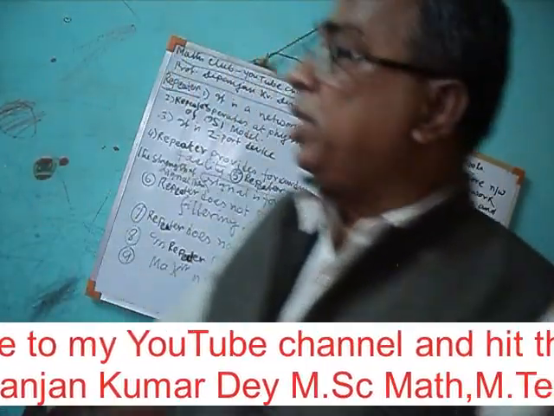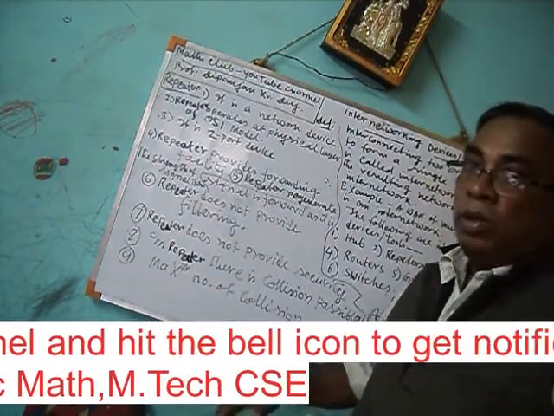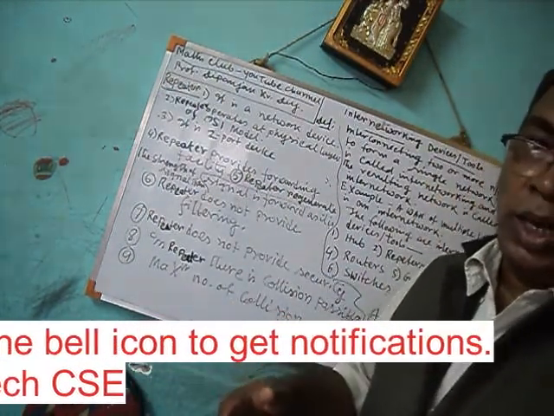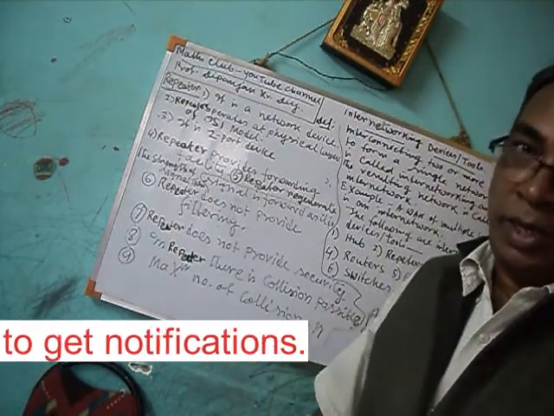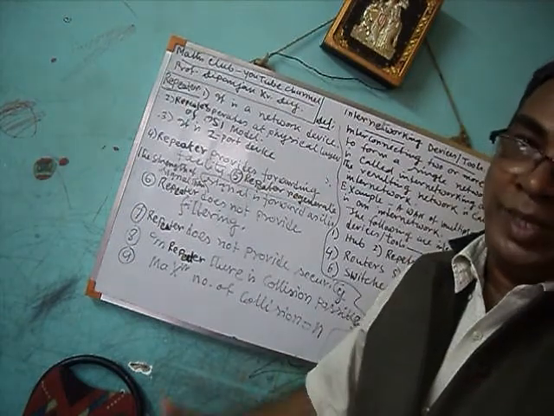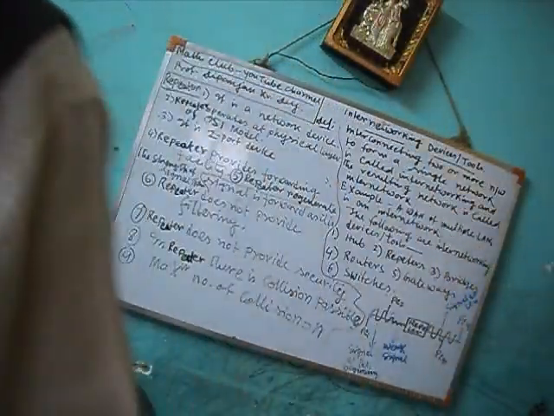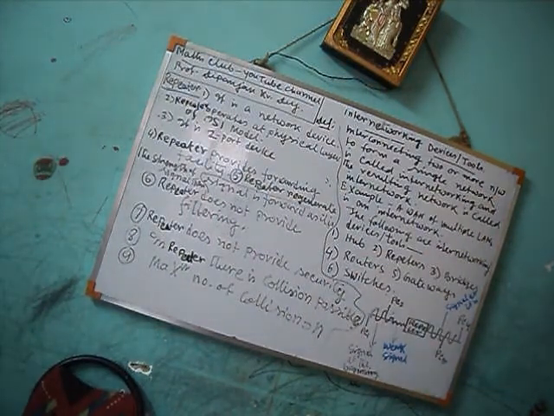Sometimes the question will be a broad question like write the short note on repeater, or what is the difference between repeater and hub. This type of question is important for the exam. So let's see what is internetworking device.